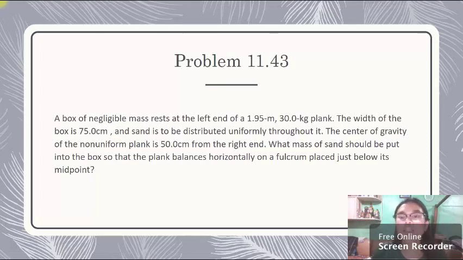1.95 meter, 30 kilogram plank. The width of the box is 75 centimeters and sand is to be distributed uniformly throughout it. The center of gravity of the non-uniform plank is 50 centimeters from the right end. What mass of sand should be put into the box so that the plank balances horizontally on a fulcrum placed just below its midpoint? So for this problem, we're going to look for the mass of the sand.